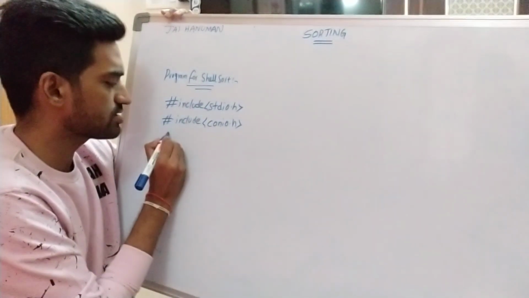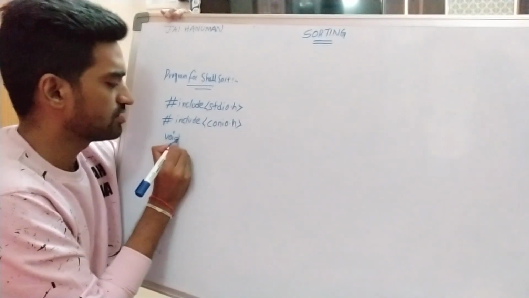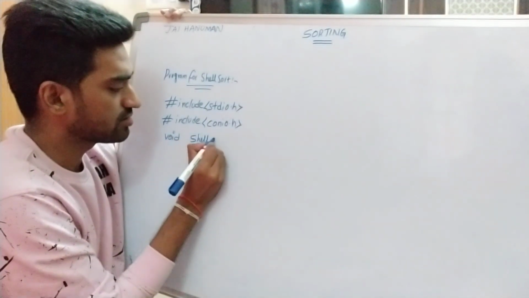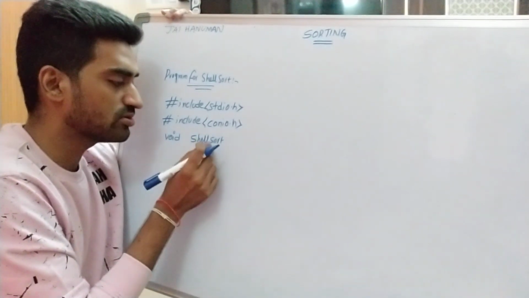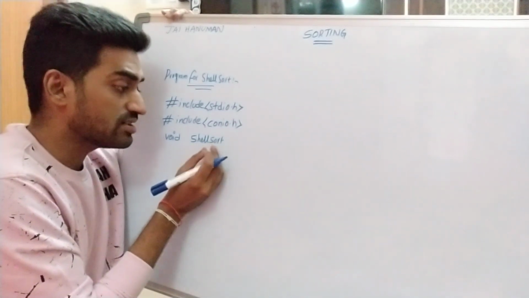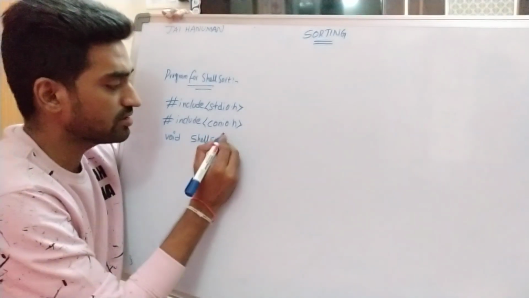After writing the linking section, I am creating one user defined function, that is void shell sort. Here I am writing the shell sort program, so that's why I am creating one user defined function. You can write any name, since this is the function defined by the user. So here I am writing shell sort.